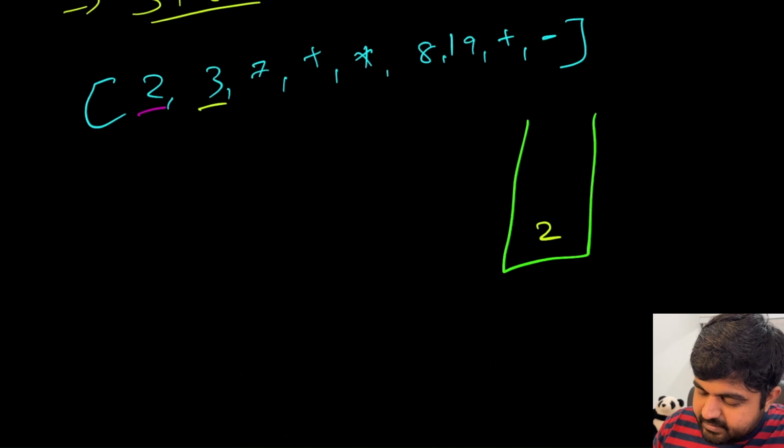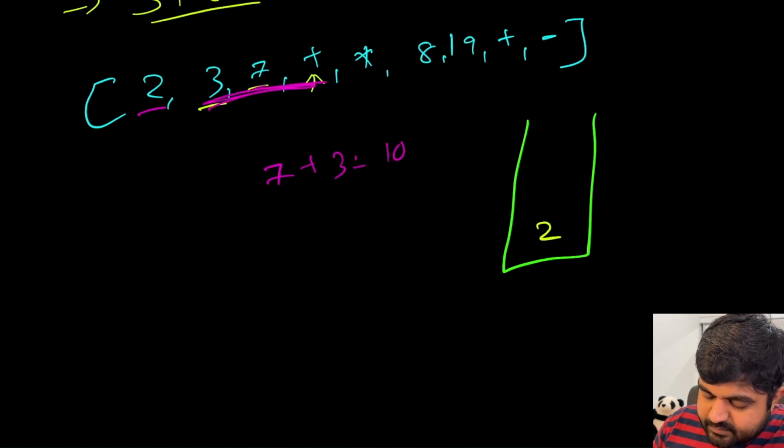Now we are at element number 3 and once again element number 7. Okay, now we identified an operator, plus. So the moment we identified the plus operator, we are going to be popping these two values out. So if we do that, we will have values 7 and 3 that we need to sum. So 7 plus 3 is going to give us the answer 10. So currently the answer of this portion is going to be 10.